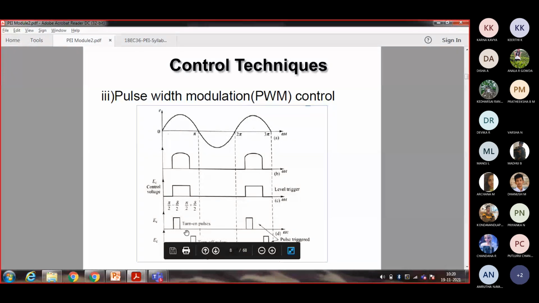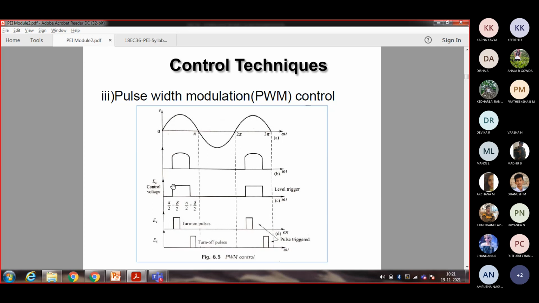Based on these two pulses, there is pulse width modulation. I'm able to get the trigger. There is control voltage, and the level trigger comes into picture. Here they have given the time, that is pi by 2 minus delta by 2 and pi by 2 plus delta by 2. So pi by 2 is what? 90 degree minus delta by 2. Similarly, 90 degree plus delta by 2 they have given. So that is the width of your pulse, and based on that, my signal can be controlled.